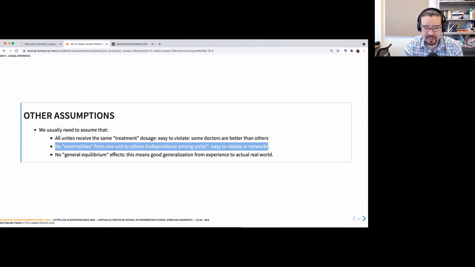With vaccines, it's very obvious. If we have a portion of the population that doesn't get the vaccine because of epidemiological factors, there will be a cluster of other people that will be affected. So we have externalities. And the third assumption is that we don't have general equilibrium effects. That means that whatever we observe in our data can be generalized. Basically, there won't be a change, there is no changing factor underlying our observation. It's going to be the same.